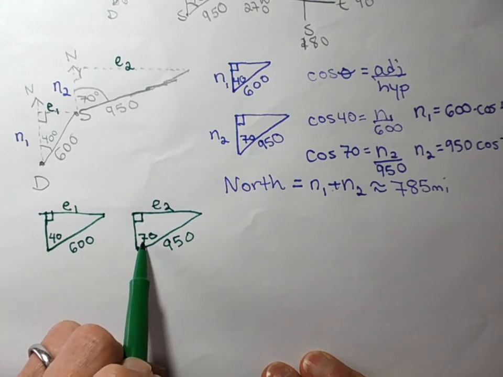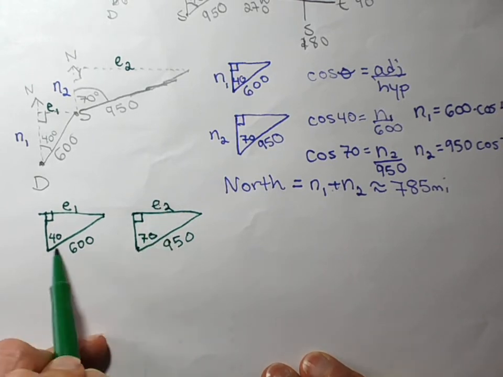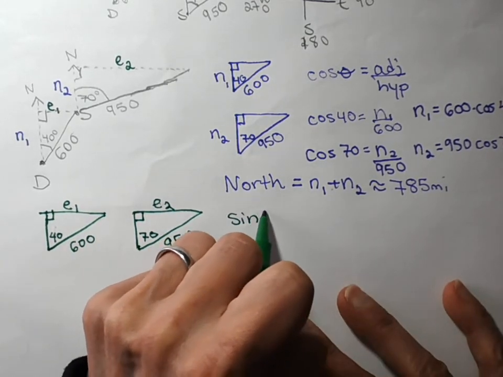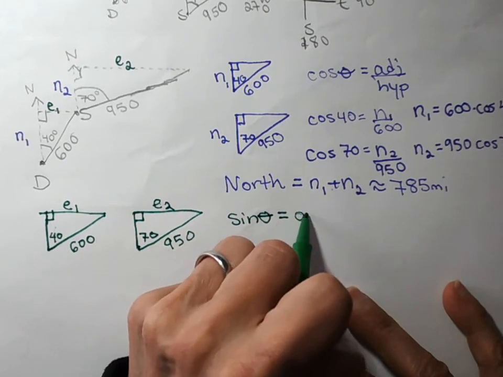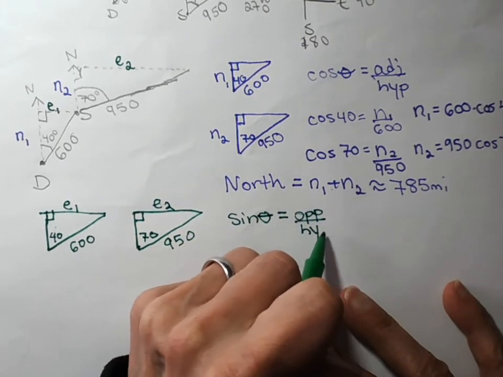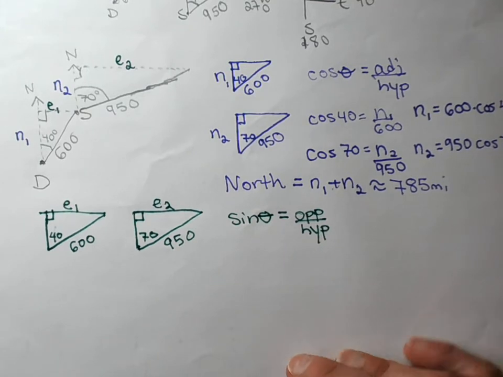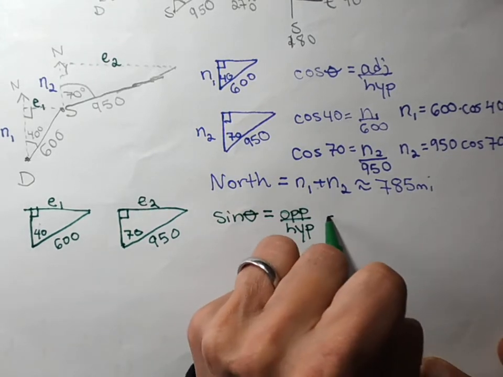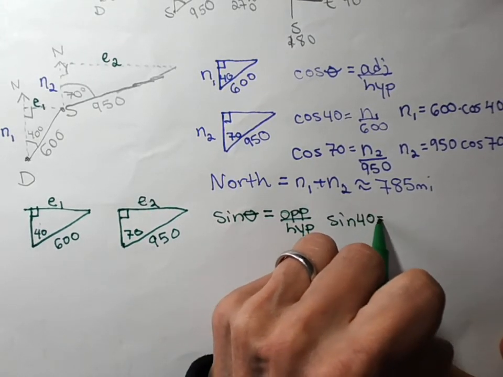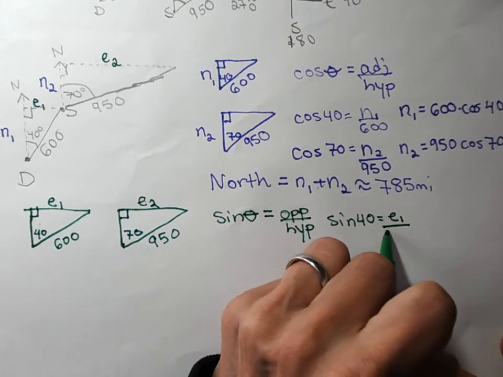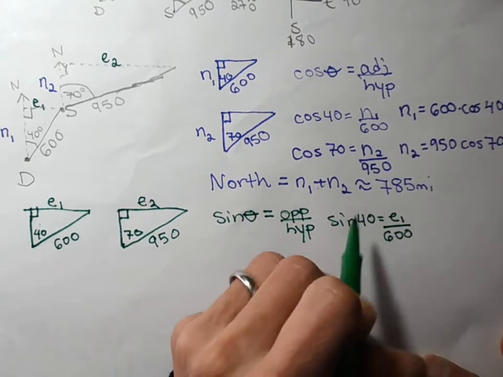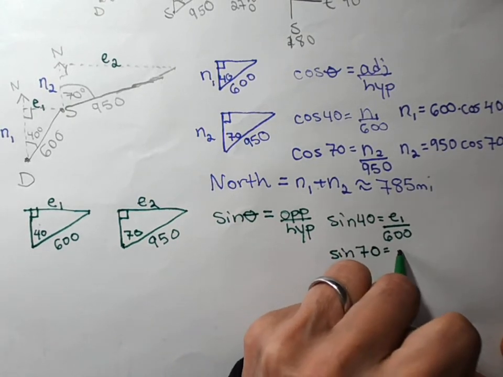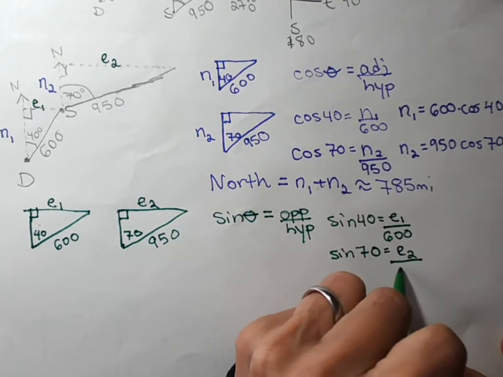And now think about the relationship you have here. 70 degrees is across from this distance. Same with 40. So that is your opposite side. So we will use the sine ratio, which is the opposite over the hypotenuse. So that means the sine of 40 is equal to the east distance divided by 600. And the sine of 70 is equal to the east distance divided by 950.